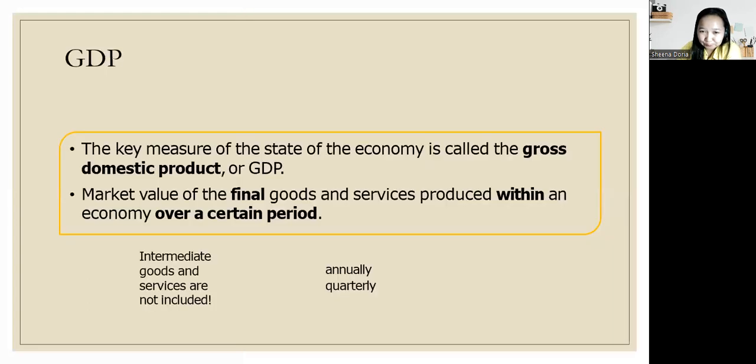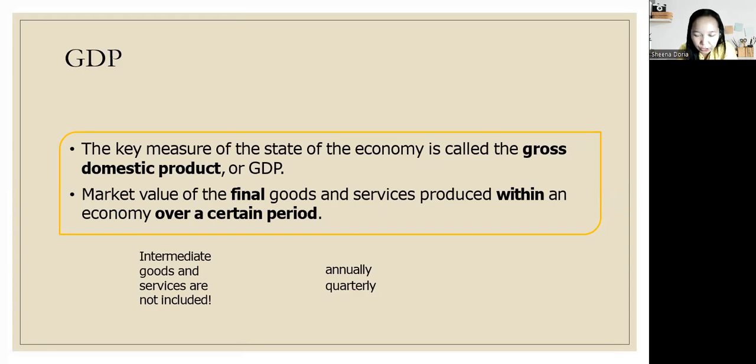So first, we discuss what GDP is. A key measure of the state of the economy is called gross domestic product, or GDP. It's the market value of the final goods and services produced within an economy over a certain period. So basically, GDP is a measure of wealth.